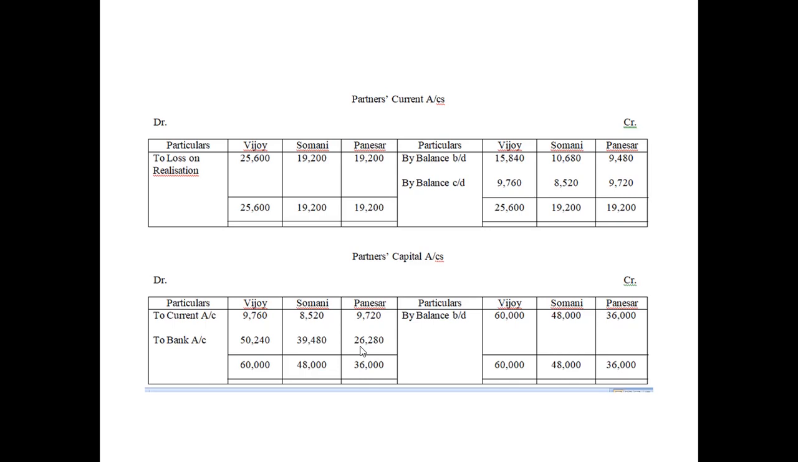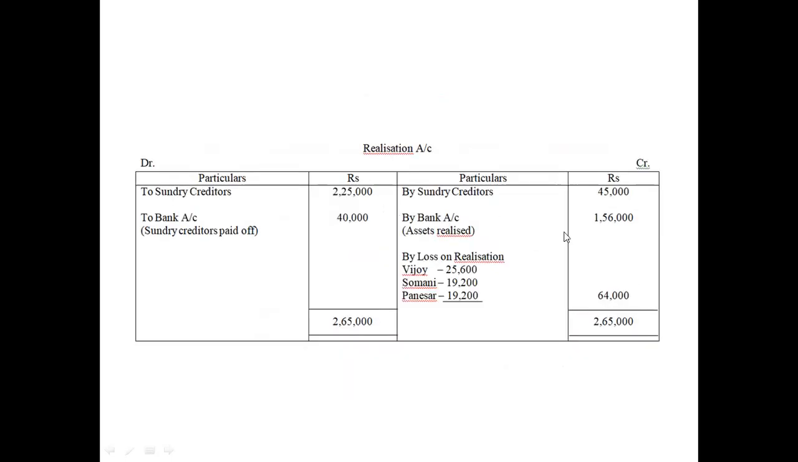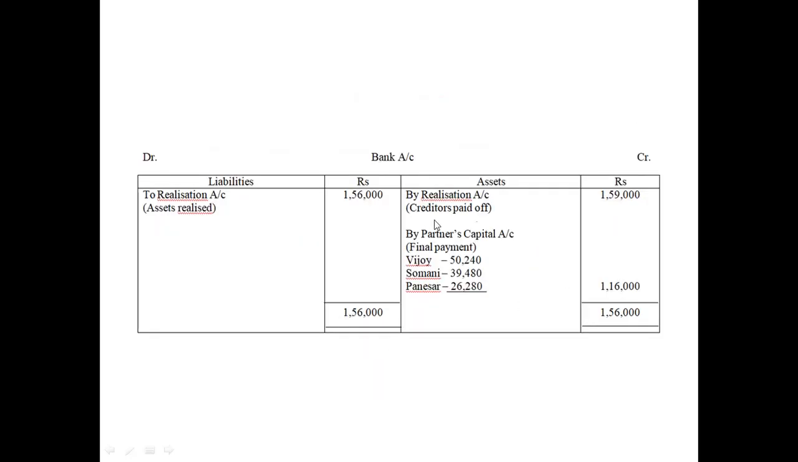Okay, we just have to prepare the realization account, partners' capital account, and current accounts. But you can simply make a bank account also, just to check your calculation, whether it is okay or not. So you can prepare this bank account. You can write to realization account 1,56,000 for the assets realized, and the payments that you have made to creditors and to the partners. So just put the amounts here.